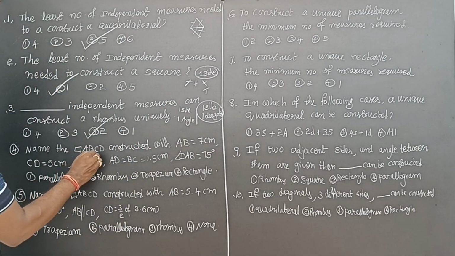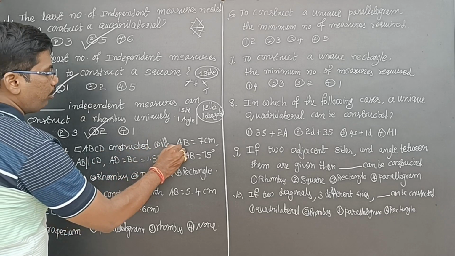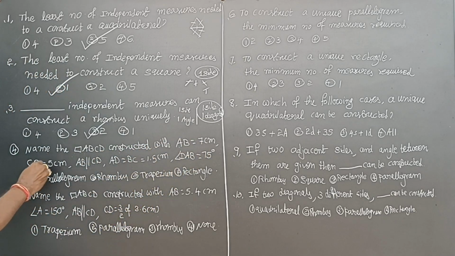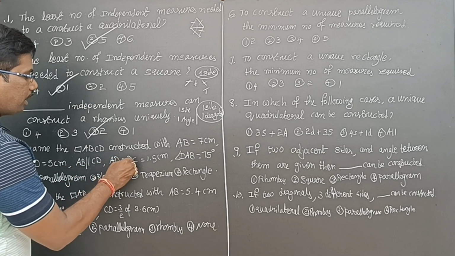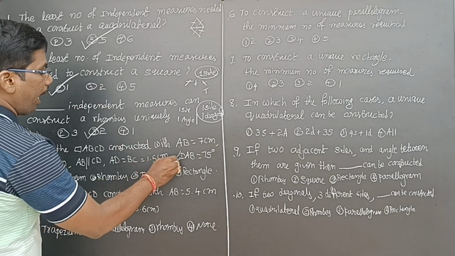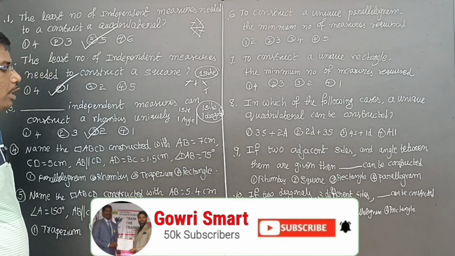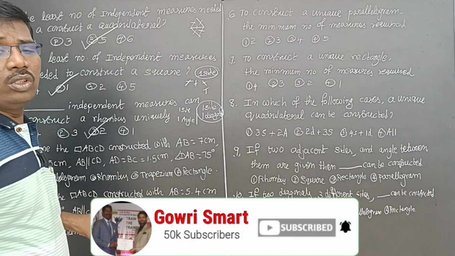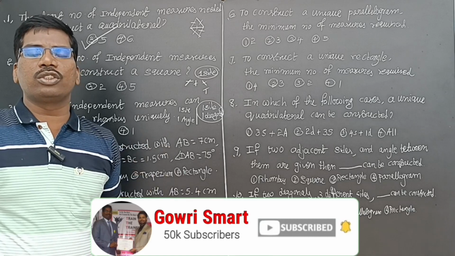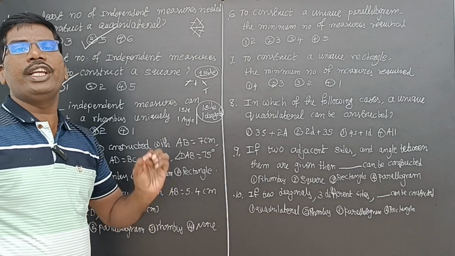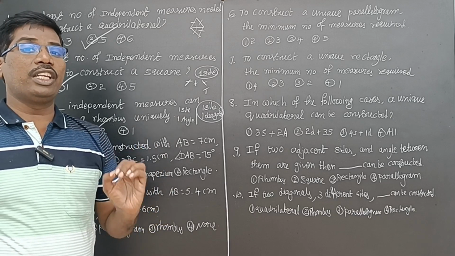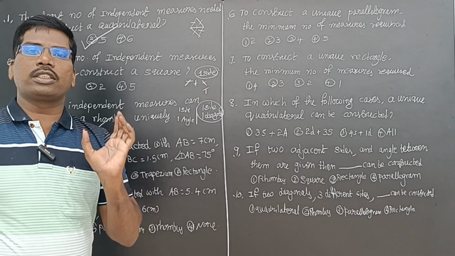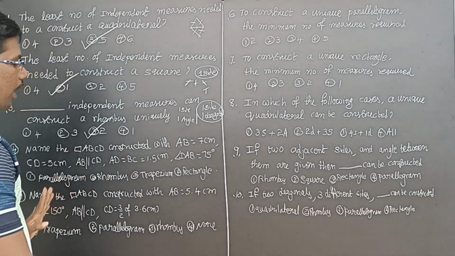Name the quadrilateral ABCD constructed with AB equal to 7 centimeters, CD equal to 5 centimeters, AB parallel to CD, AD equal to BC equal to 1.5 centimeters, and angle DAB equal to 75 degrees. For these problems, you need not do the construction. Simply draw a rough diagram. If you draw the rough diagram, then you can easily put the correct answer they have asked, isn't it?